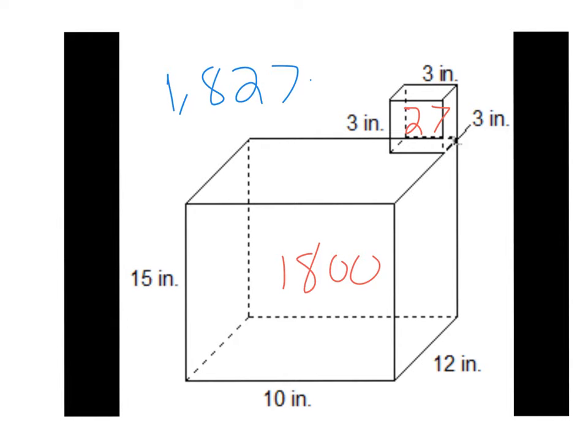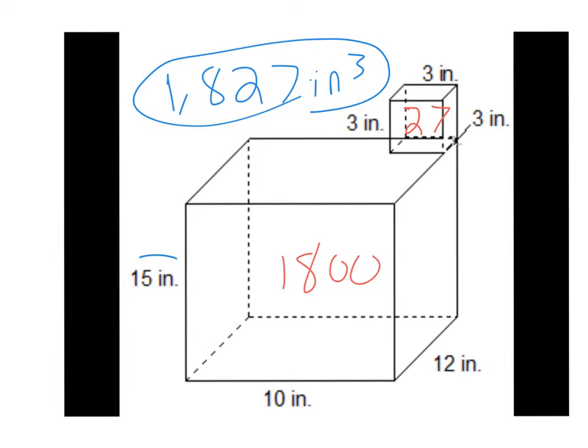1,827 inches cubed. So hopefully I didn't go too fast. So again, for the rectangular prism, I multiplied the 15, the 10, and the 12: length times width times height. The cube, I did 3 times 3 times 3. And I added my two answers together.